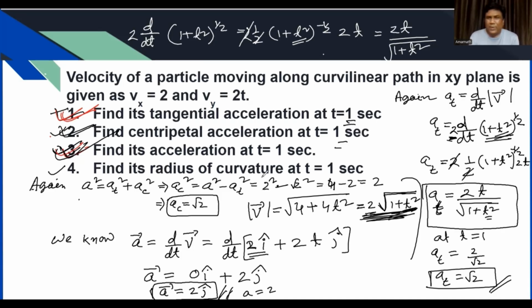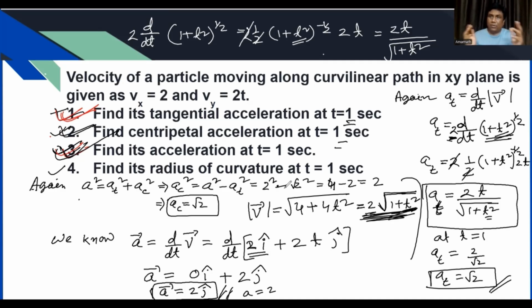Root 2. And everywhere the unit is meter per second square, all are having the same unit only. So you see, I have calculated the total acceleration simply by differentiating it. Then I calculate the magnitude. Differentiate the magnitude, I get tangential acceleration. Then a square equals ac square plus at square.